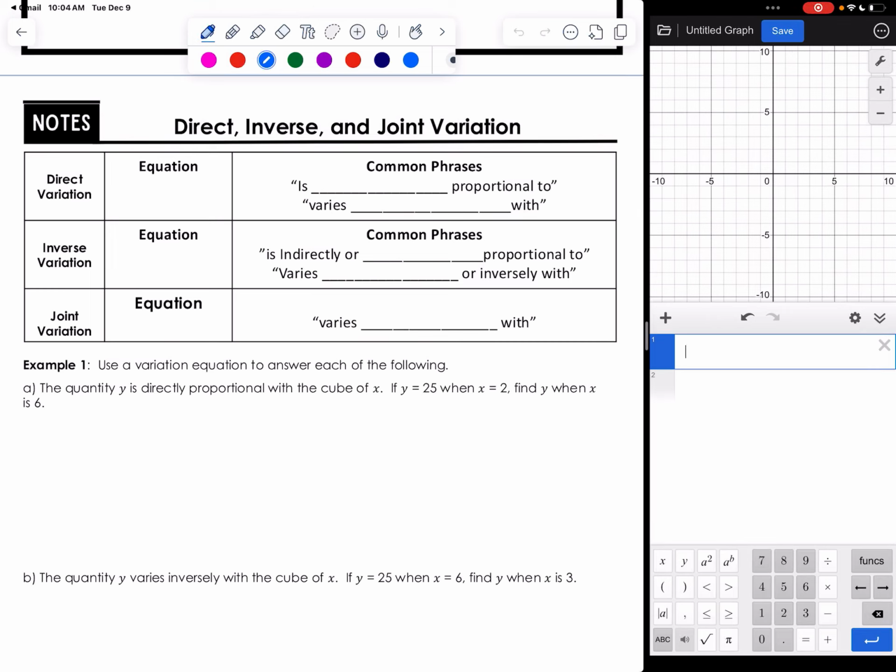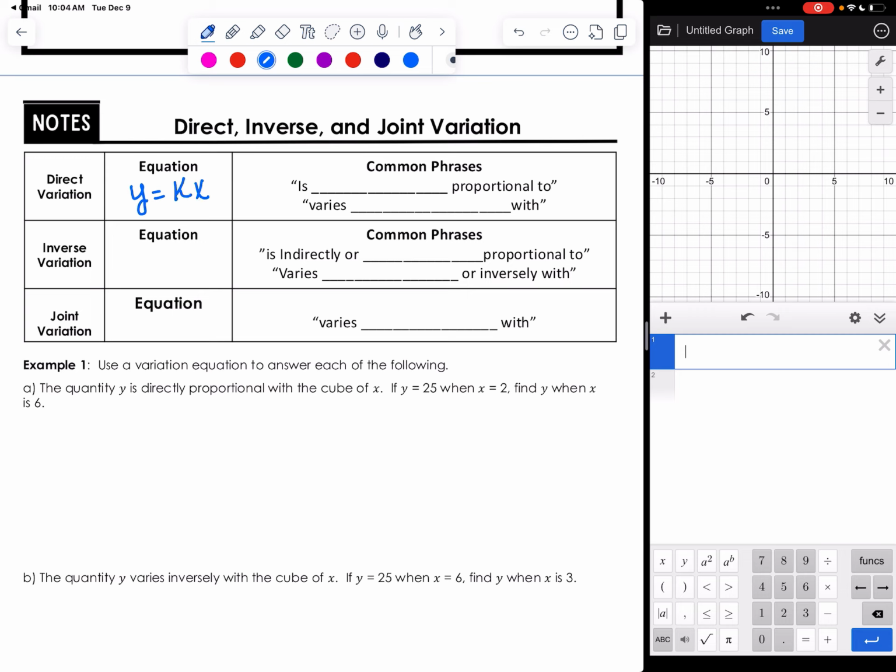In today's lesson, we will be exploring direct, inverse, and joint variation. Before we do, let's look at the equation of each type of variation and some common phrases that will help you know which equation to use. So let's start with direct variation. This is an equation you should feel familiar with, but it's y is equal to k times x.